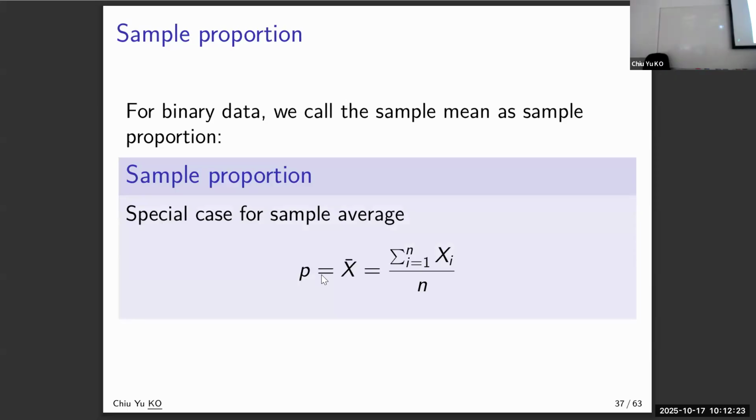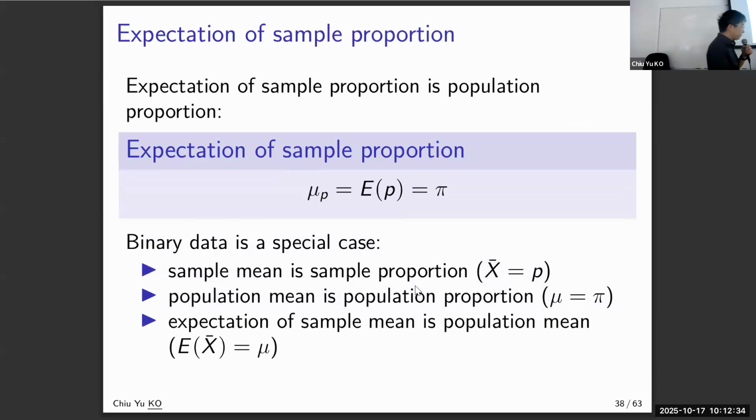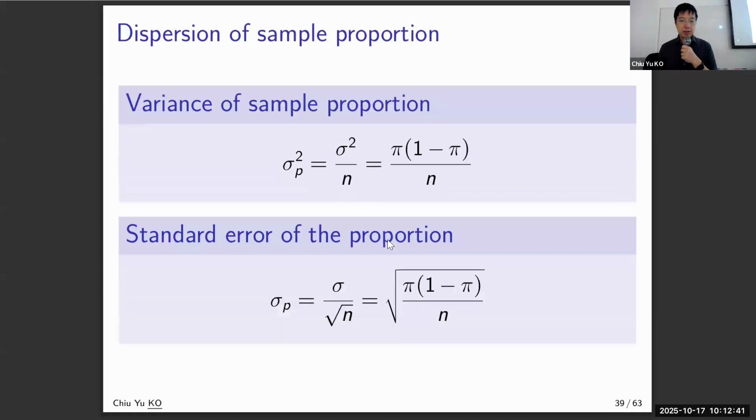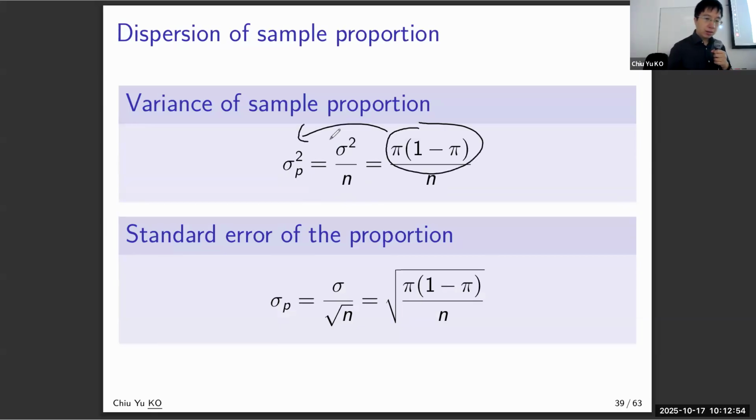And everything would work because we didn't say anything about binary data. Any data is fine. So that's why the sample proportion is the sample mean. Adding up a bunch of 1s and 0s divided by n is the sample proportion. And same, the expectation of the sample proportion will be the population proportion. There's nothing new there. What's new is that sigma square equals pi times 1 minus pi.